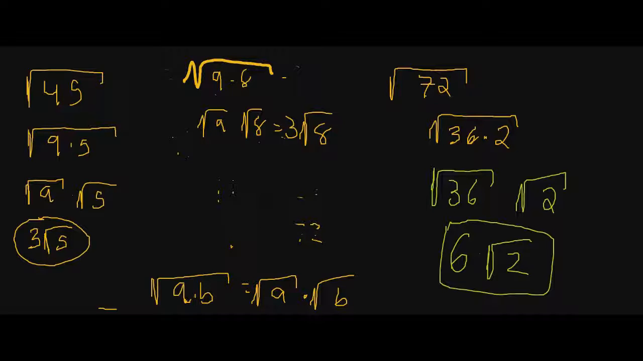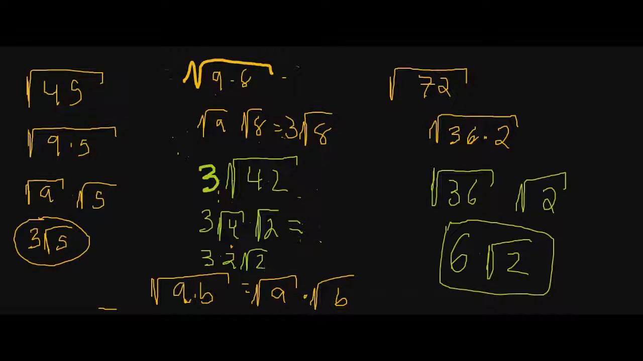So if I go to reduce the 8 even further, well, we're going to get 3 times the square root of 4 times 2. And then we're going to get 3 square root of 4 times the square root of 2, which is going to equal, what's the square root of 4? 2. So we're going to get 3 times 2 square root of 2, which is going to equal, well, what's 3 times 2? We're going to get 6 square root of 2.